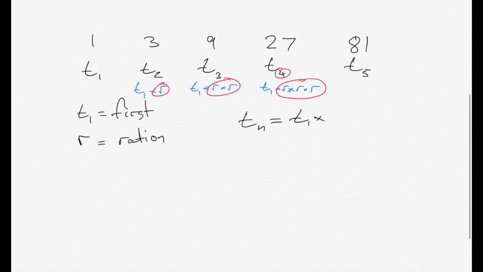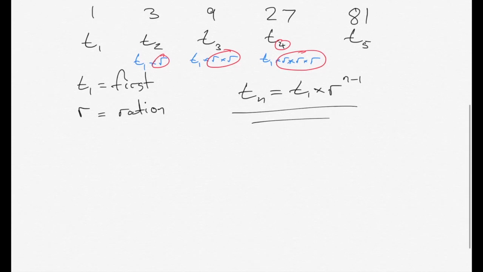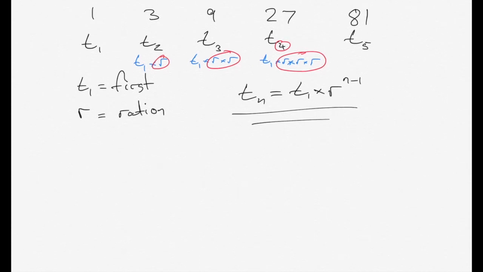Well, we should know that to the power of is repeated multiplication. So this is r to the power of, and how many are we going to have? We're going to have n minus 1. So that's our formula for a geometric progression. The nth term is equal to the first term multiplied by the common ratio to the power of n minus 1. So in this particular progression, 1, 3, 9, 27, 81, can we work out what the 10th term is?